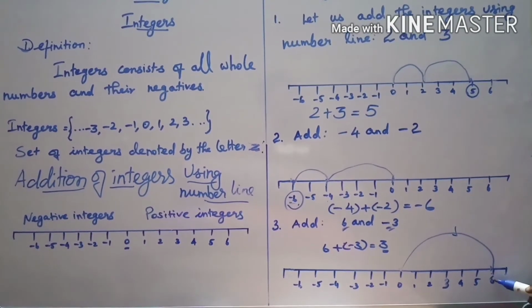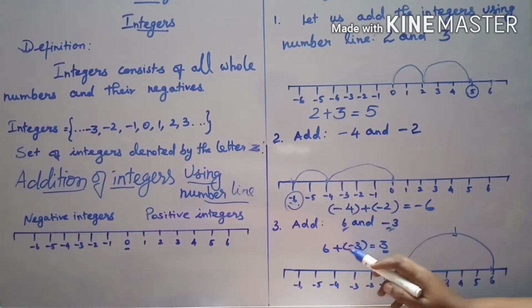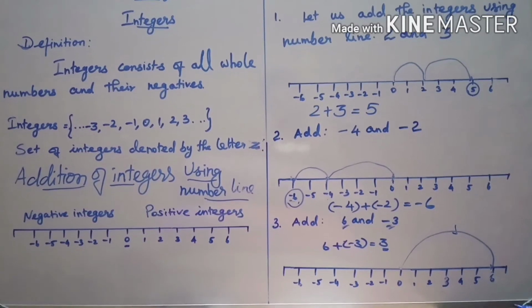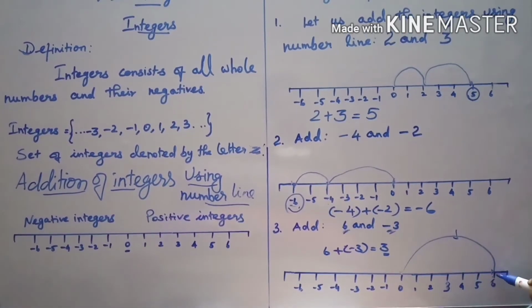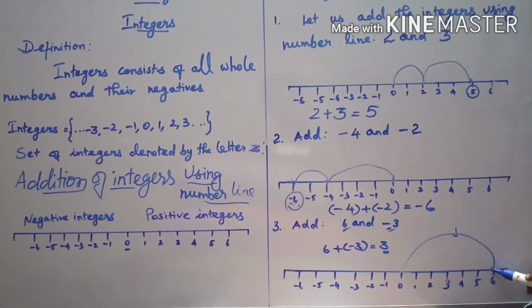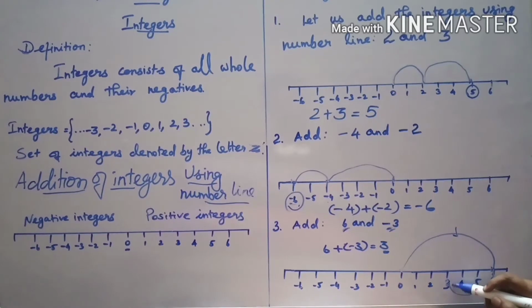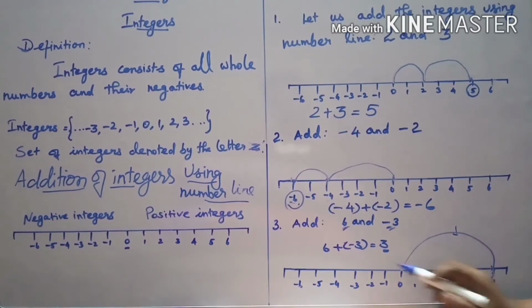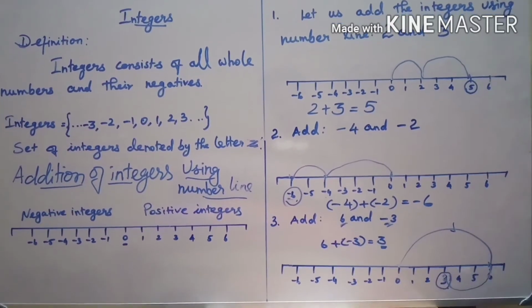Then from here, plus minus 3. Minus 3 is a negative number. From 6, move backward 3 units. 1, 2, 3. 3 steps backward. Now we got the answer 3. So 6 plus minus 3 equals 3.